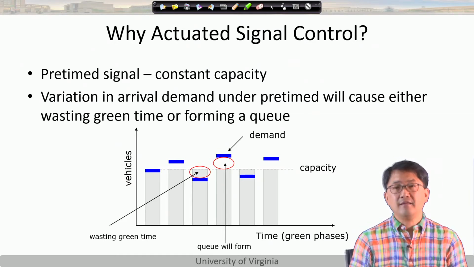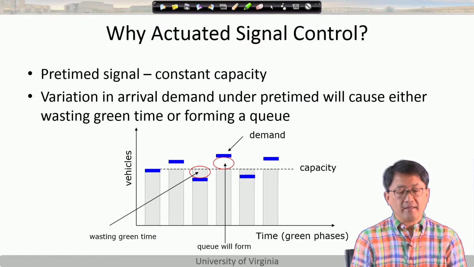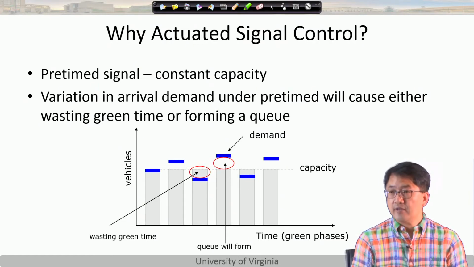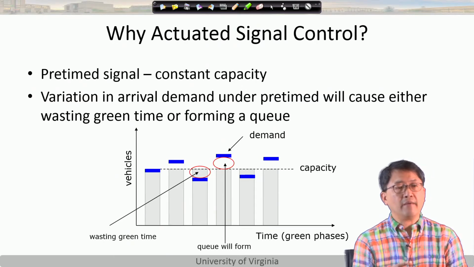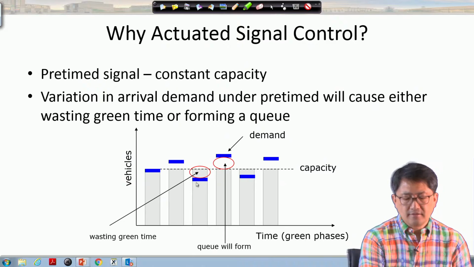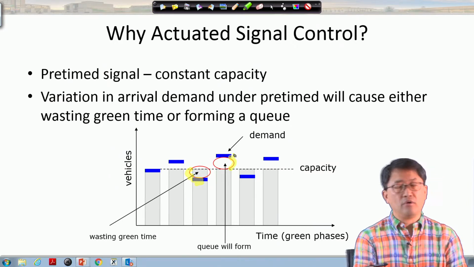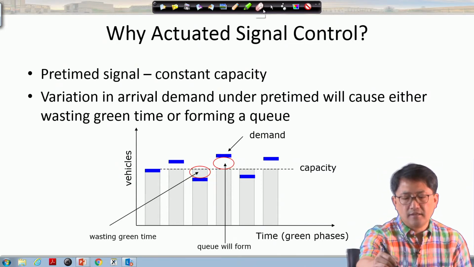So if the demand is higher than capacity, a queue will form, so vehicles will wait longer. And if vehicles arrive at a rate lower than capacity, you are wasting your green time. So the idea is, can we adjust these in a somewhat dynamic way and try to utilize it better? The simple idea is that, knowing this, can I shorten my green time to have a lower capacity? Can I increase my green time a few seconds more to take care of additional demand? That's actuated signal.